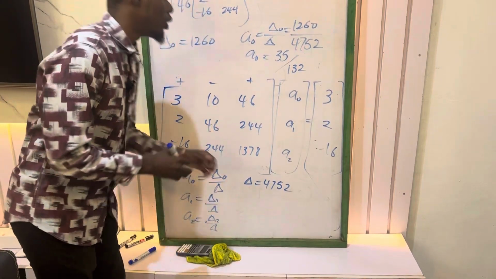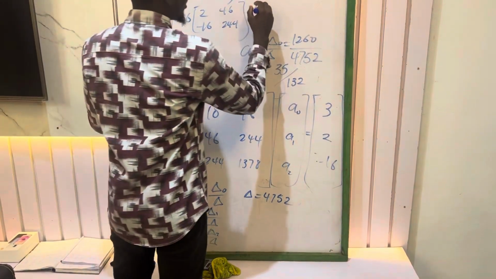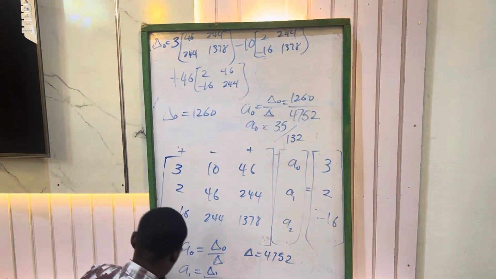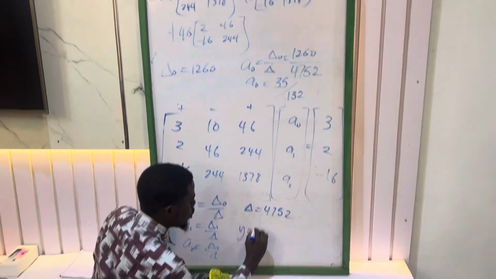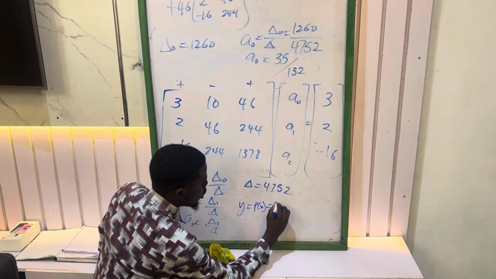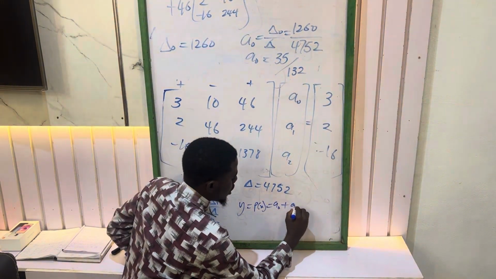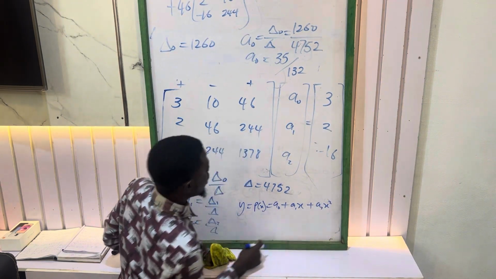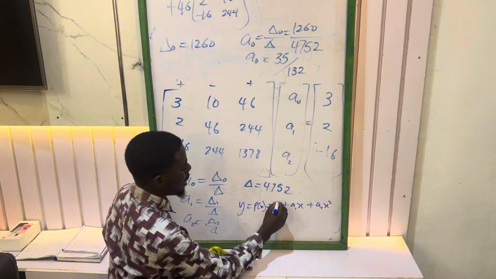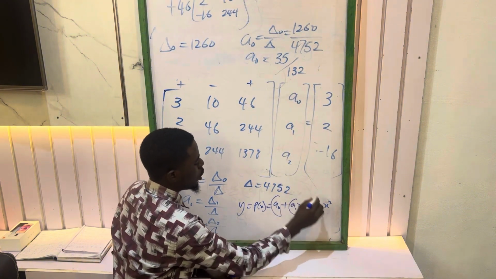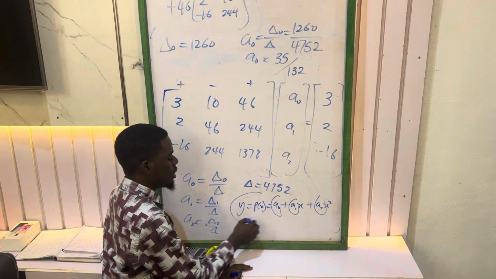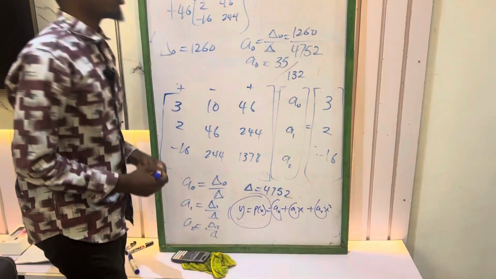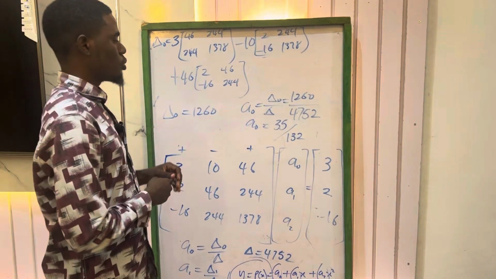Once you get your A1 and your A2, remember that the original expression is that y is equal to p of x. P of x is equal to A0 plus A1x plus A2x squared. So once you get your A0, A1 and A2, just slot them back in. You put your A0 here, your A1 here, and your A2 here. So we can see that this is the equation, y equals p of x, the quadratic equation that best fits the curve, and that's going to be your answer. So that's all.